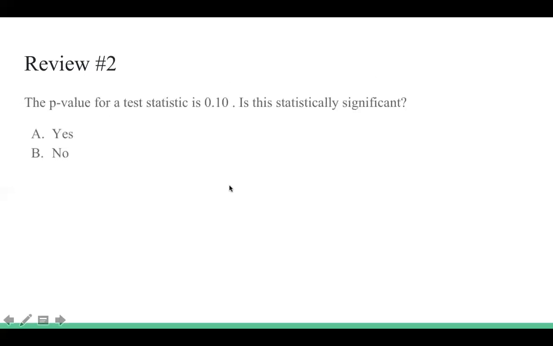All right, so this question should be pretty quick. The answer here is no. To see if it's statistically significant or not, we compare our p-value to alpha. Since we're not given a specified alpha, we can assume that our alpha is 0.05. The rule of thumb is if our p-value is less than 0.05, our alpha, then it is statistically significant. And since 0.10 is greater than 0.05, this is not statistically significant.